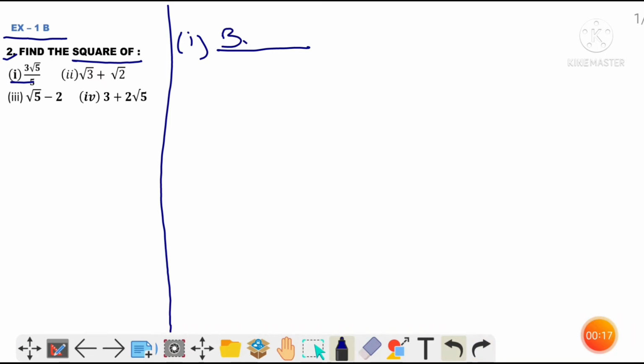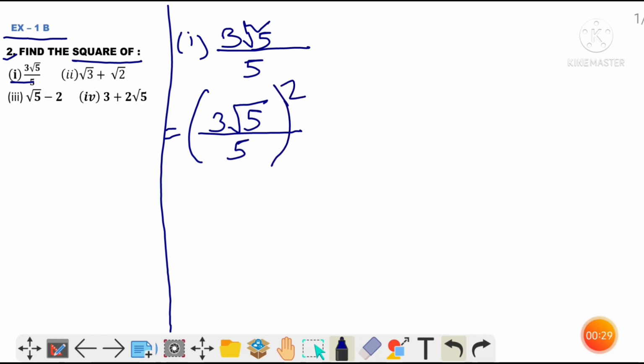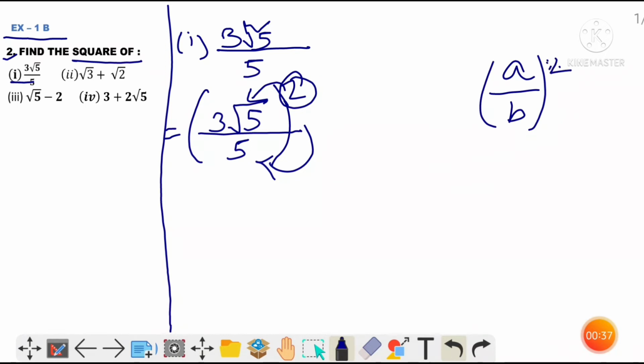Question number 1 is 3 root 5 upon 5. Now we have to find the square of this number. So let's do the square: 3 root 5 upon 5 whole square. This square is for both numerator and denominator. For example, if we have a by b whole square, then the square is for both, a square upon b square. By the same method, we'll solve question number 1.